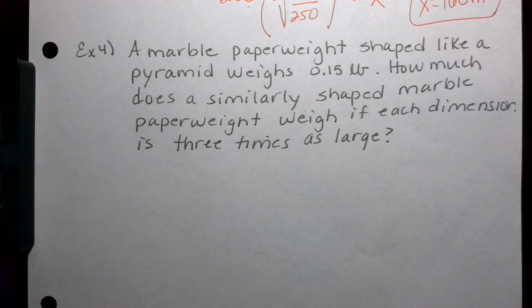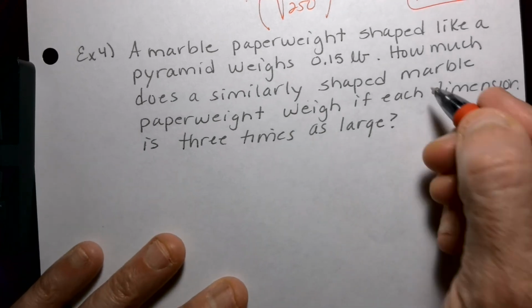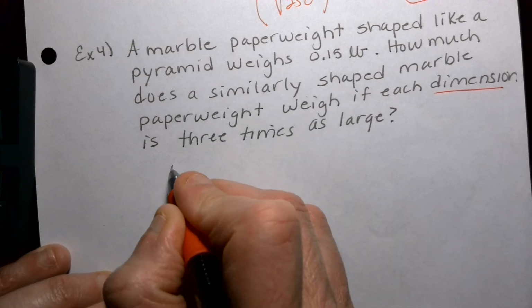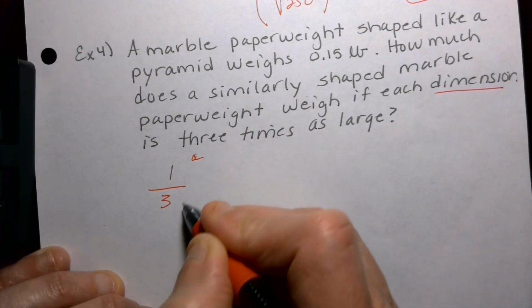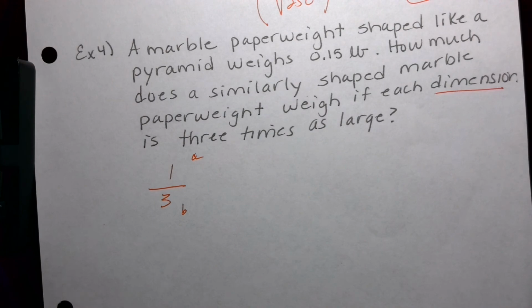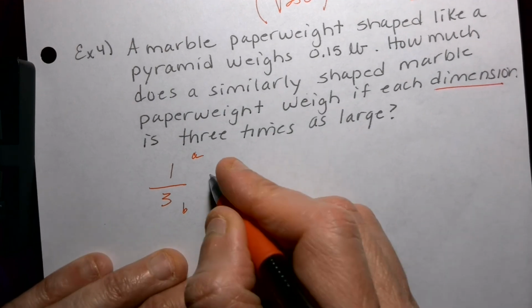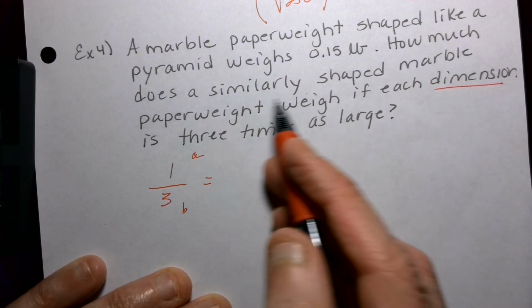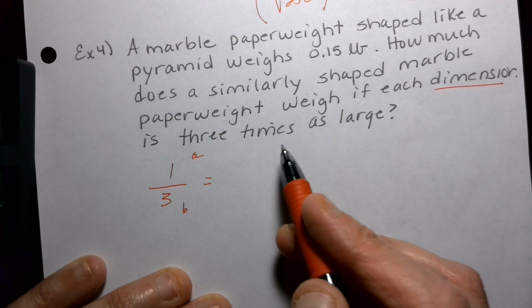All right, last one is a marble paperweight shaped like a pyramid, weighs 0.5 pounds. How much does a similarly shaped marble paperweight weigh if each dimension is 3 times as large? Well, as soon as you see dimension, that is a scale factor. That is a length. And it's 3 times as large, so it's 1 to 3. That is like your A to your B. Okay? And it's saying that the weight is 0.5.